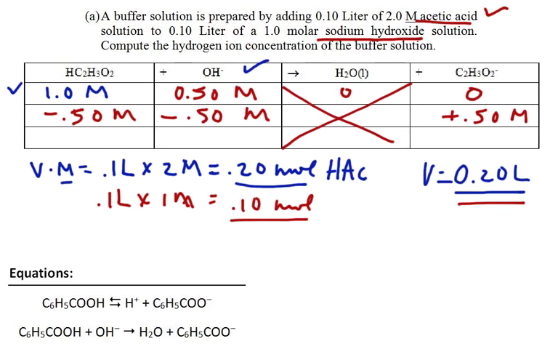Now I don't really need to do an icebox to get all these numbers, but if I do it this way, it helps me keep everything straight and I don't get confused later on. So after I've added this much base to my acid, then you can see that I have equal concentrations of my acid and my base.